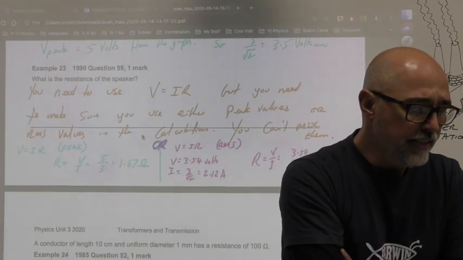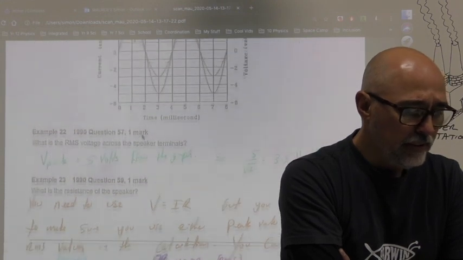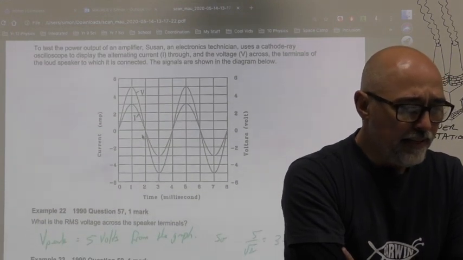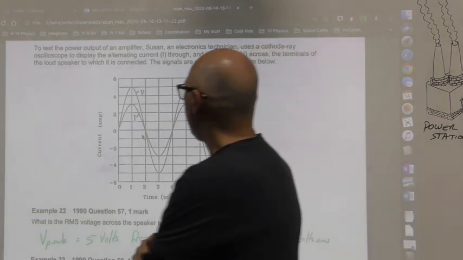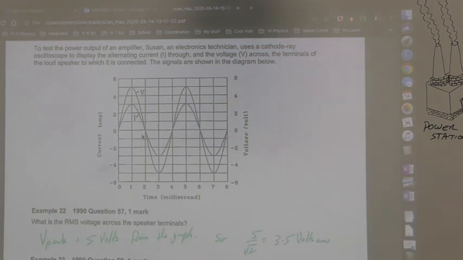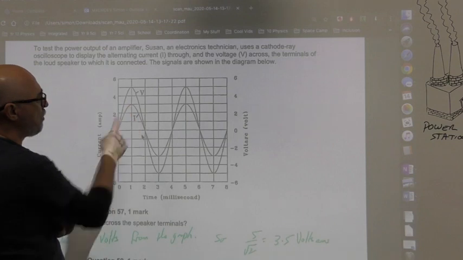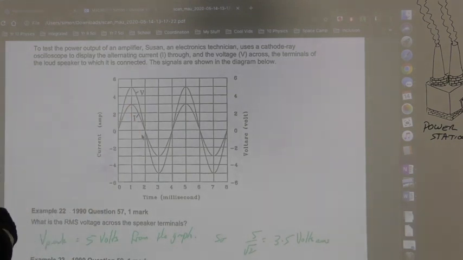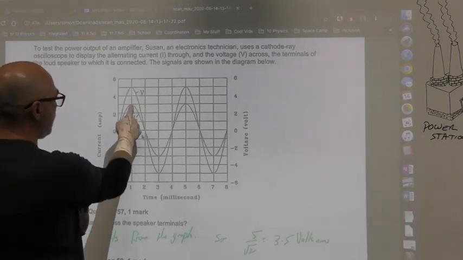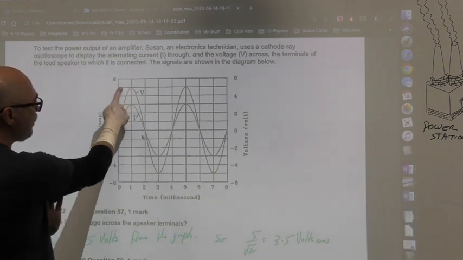Oh, here's an interesting question. In this graph, you're given the voltage and the current plotted against each other, so you can see what voltage you're being supplied, what current is supplied. It's a peak value, you can see.